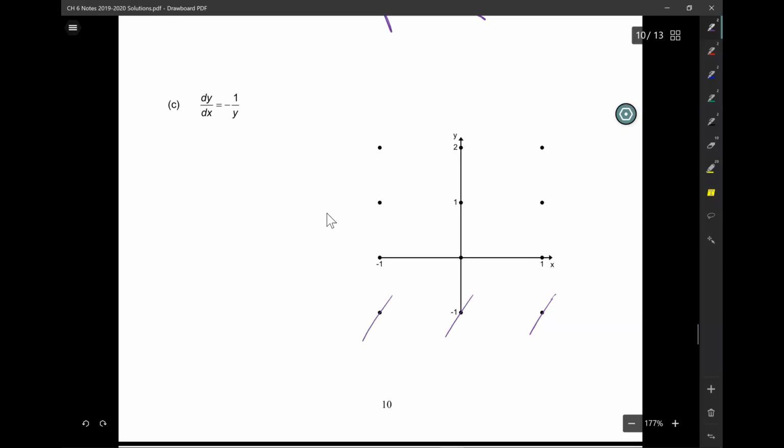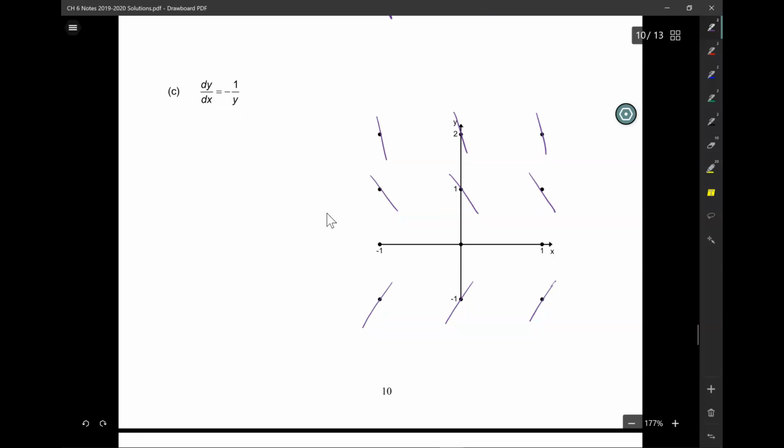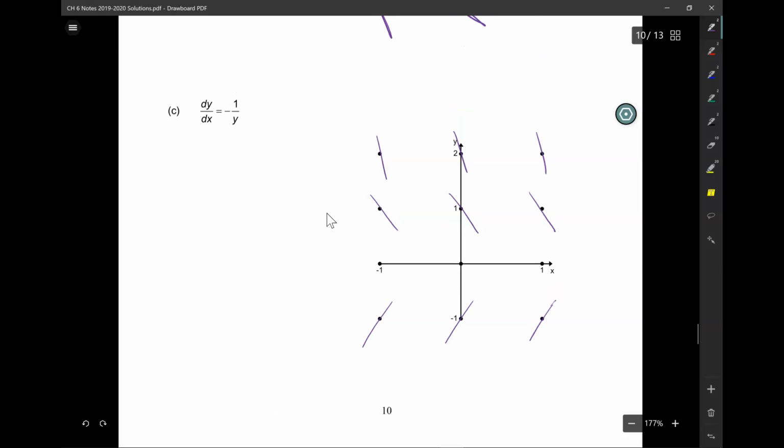Y equals 0, you have undefined. Y equals 1, you have -1. And then y equals 2, you have -2. Okay? And that is section 1.